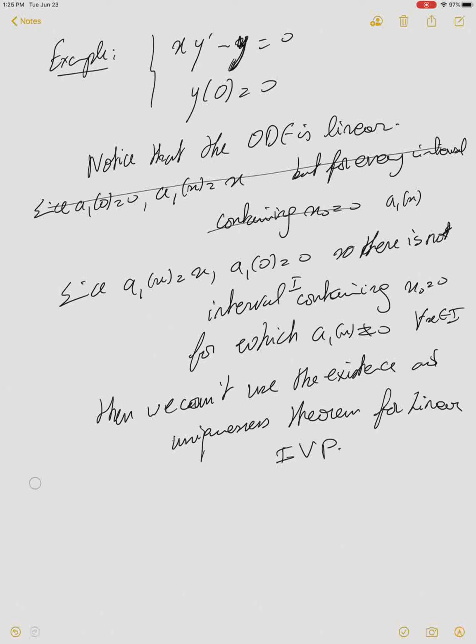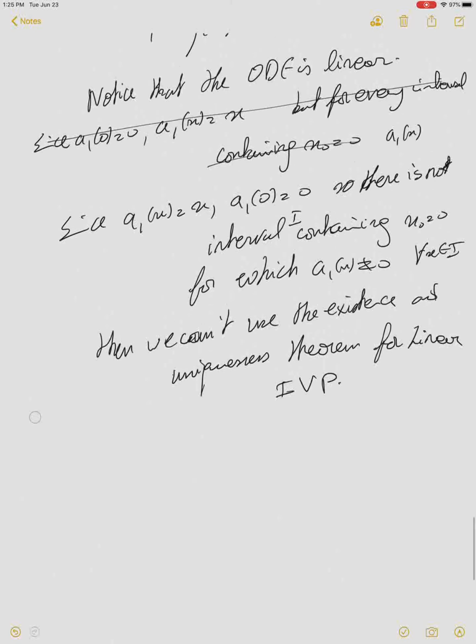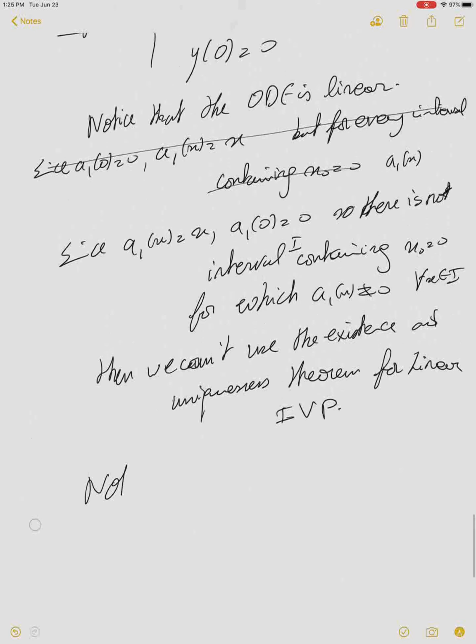Definitely not. This theorem goes one way. If one of the conditions is not satisfied, it does not mean that you don't have a solution. It does not mean that if you have a solution, it's unique or not. It's simply that you cannot use this theorem. You have no information.